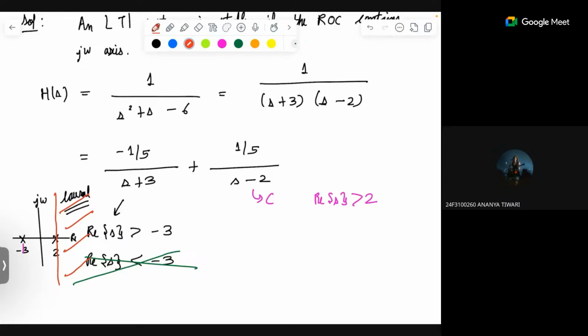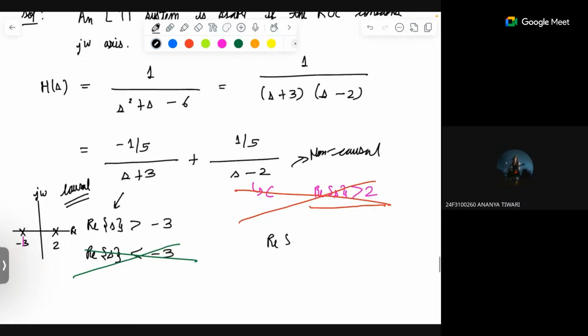No, ma'am. Are you able to see now that if ROC is real of s greater than 2, then it will never have the j omega axis? Yes, ma'am. So that means the second system has to be non-causal. So real of s will be less than 2. This will be the ROC for this one.